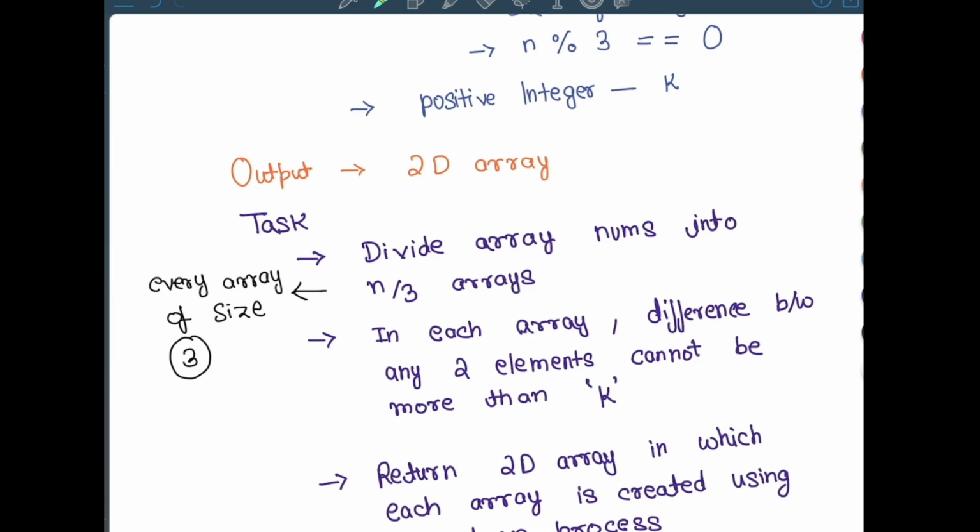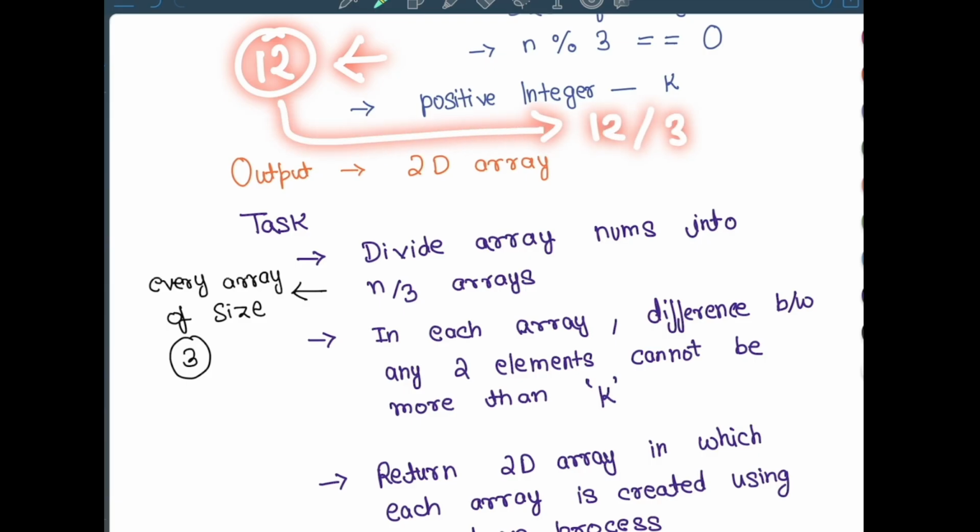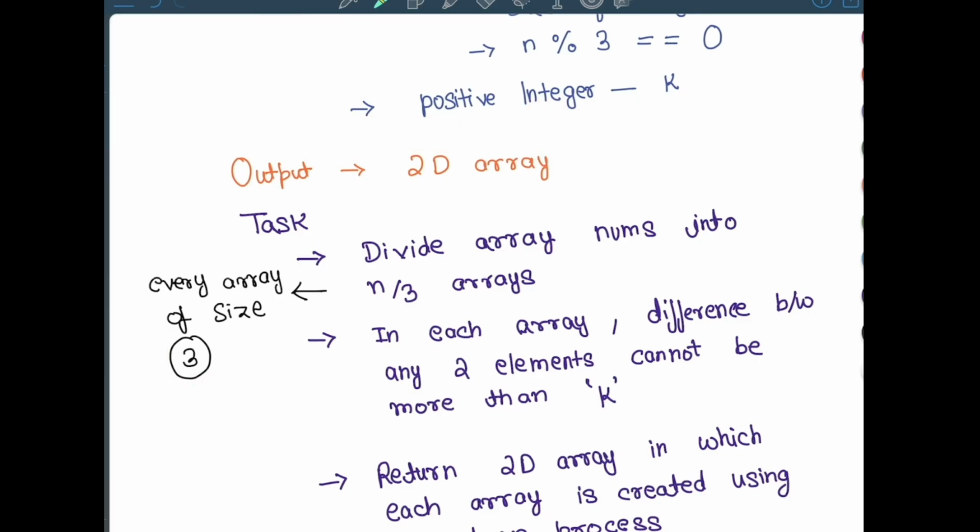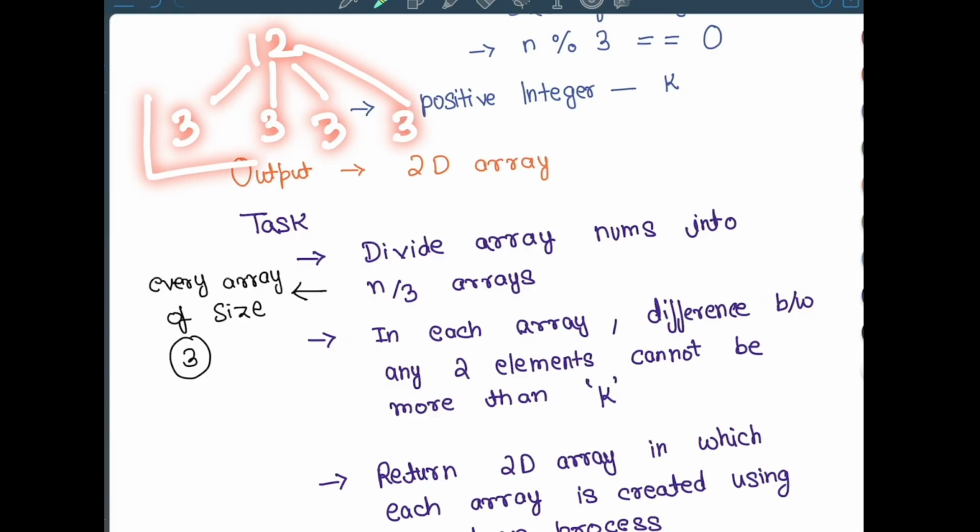For example, if the number of elements in your array is 12, and you need to divide this array nums, which has 12 elements, into a total of 12 divided by 3 arrays, which is equal to 4. So you need to divide this nums array into 4 different arrays, and each array is going to have 3 elements. The first array is going to have 3 elements, the second array 3 elements, the third array 3 elements, and the fourth array 3 elements. That is, a total of 12 elements is divided into 4 arrays, each having 3 elements.